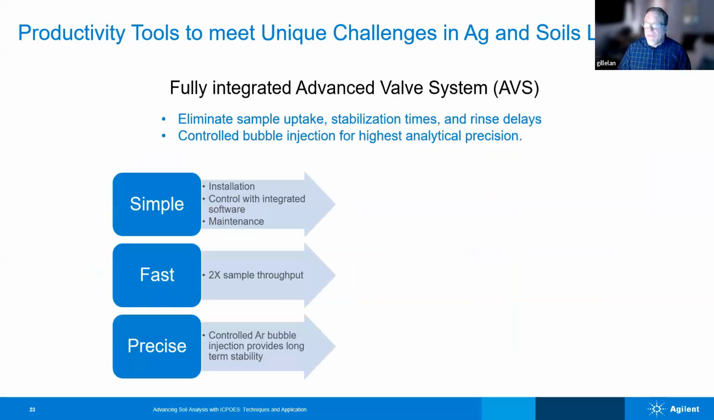So let's go last to first. The AVS, the valve system, like I said, it eliminates the uptake, eliminates the stabilization and the rinse. It does have a bubble injection, a little argon bubble that will go in, and to clean. It actually helps clean out the sample previous to it and gives you nice sharp beginnings of your analytical run. So rather than kind of gradually building up in the plasma, you really get it, and it just jumps up and it's there, and it's stable. So it's a terrific feature. Like I said, 2 times throughput.